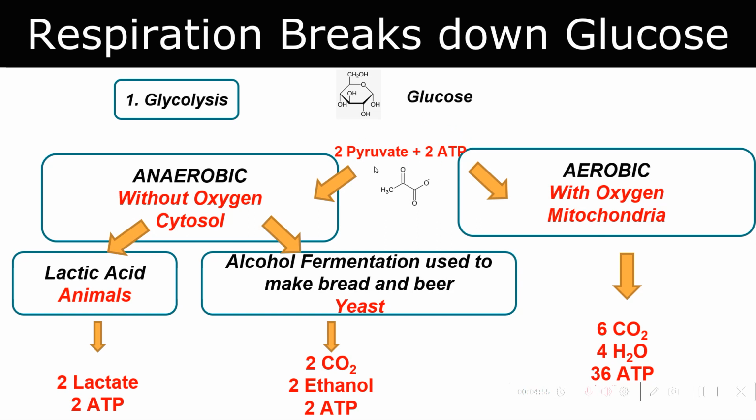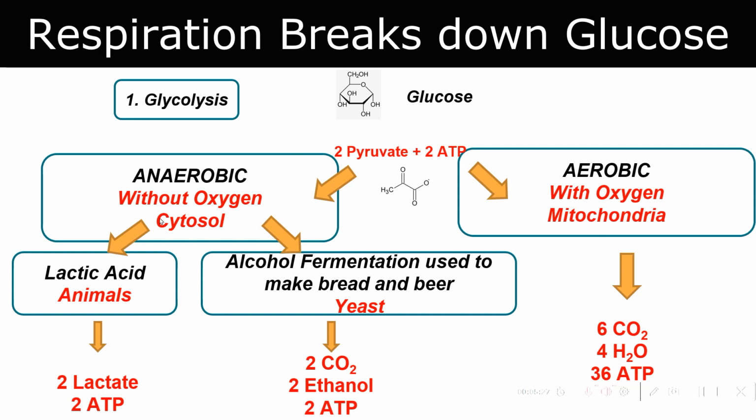And once I have that pyruvate, I can either go into anaerobic respiration, where there is no oxygen, or aerobic respiration that occurs in the mitochondria with oxygen. So ideally, I would always use aerobic respiration because that's going to get me a huge amount of ATP, specifically 36 ATP. And as waste products, I will also produce water and carbon dioxide with aerobic respiration.